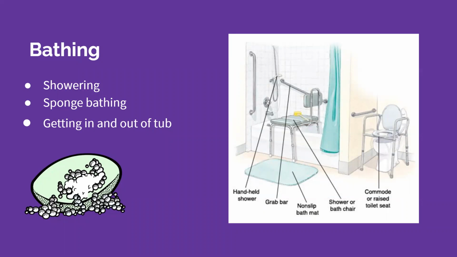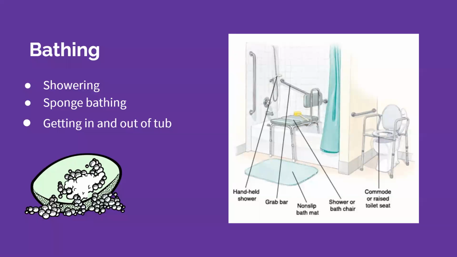So bathing includes showering, sponge bathing, and getting in and out of the tub or shower. In this ADL, an occupational therapist can help with sequencing. So if you think about taking a shower, most people wash their hair before they wash their body. Little steps like that, making sure you're using a dry towel after you get out of the shower.